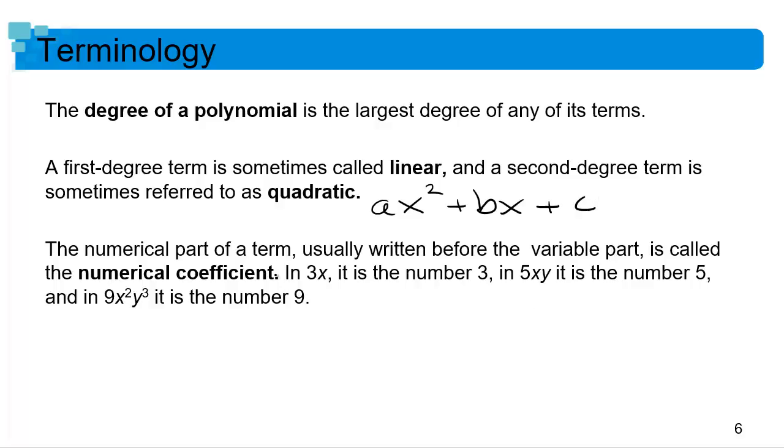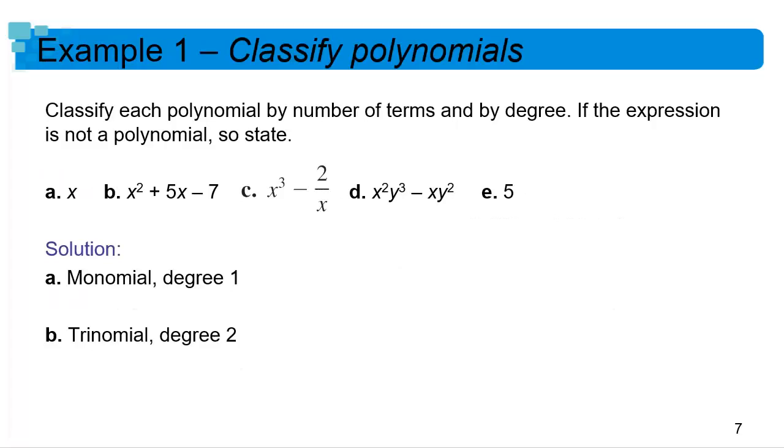The numerical part of a term, so in this case a, whatever number that is, is called the coefficient, and b here would also be called a coefficient. So if 3x was my term, 3 would be my coefficient. In 5xy, 5 is the coefficient, and so on and so forth. Nothing earth-shattering there. All right, let's look at some examples. Can we classify each of these? So can we all see that a is a monomial of degree 1?